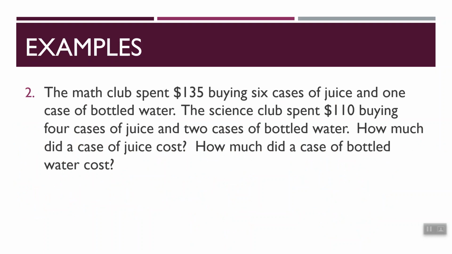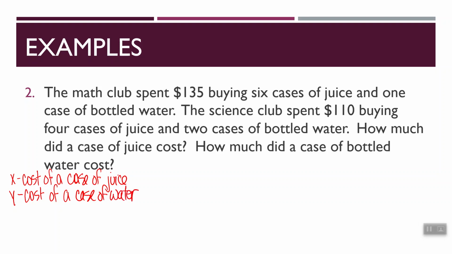So let's look at another one. We've got a math club. They spent $135 buying 6 cases of juice and 1 case of bottled water. The science club spent $110 buying 4 cases of juice and 2 cases of bottled water. How much did a case of juice cost, and how much did a case of bottled water cost? So x is going to represent the cost of a case of juice, and y is going to represent the cost of a case of water. It is important that we write that down. We just don't want to get mixed up at any point.